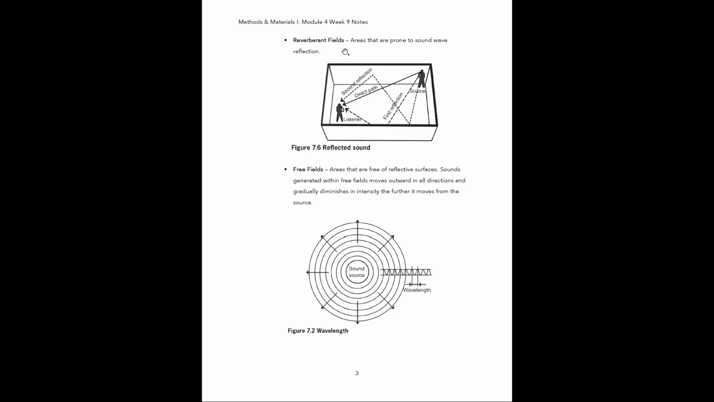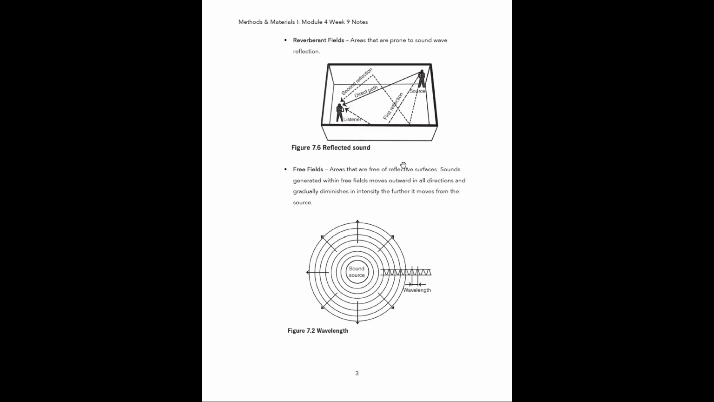So a reverberant field, this is an area that is prone to sound wave reflection. So this diagram here I stole from later on in the chapter in the textbook. You're going to be seeing it pop up again, but I decided to throw it in here because this kind of shows an example of a reverberant field. So you just have two people within a space, an interior space, and the sound within that space coming from the source wants to bounce around all over all of the different surfaces.